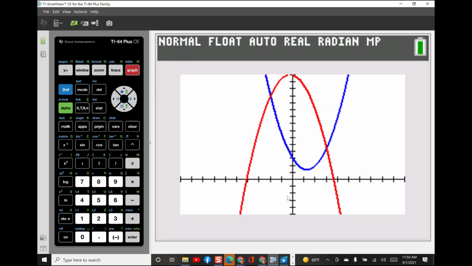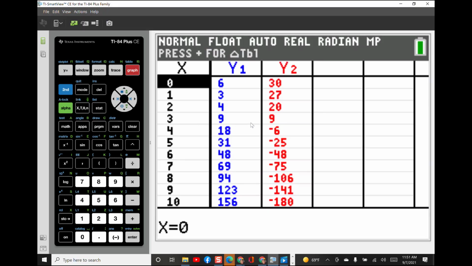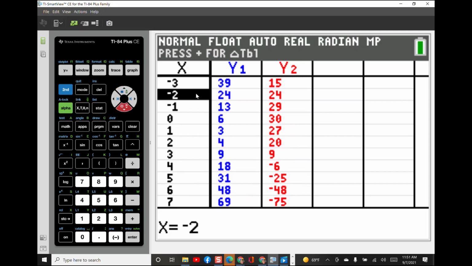Now, I was going to go back to that other one, but this particular graph is perfect also for using this next tool. So the first thing I'm going to do is look at my tables. All right, they have all of these great values in here. So I'm going to go to the x value and scroll down. I wonder if I can scroll up. Let's see if I can go to the negatives. Of course I can.